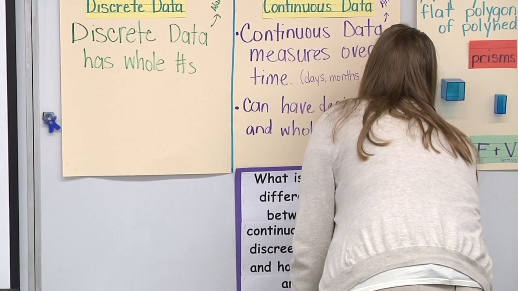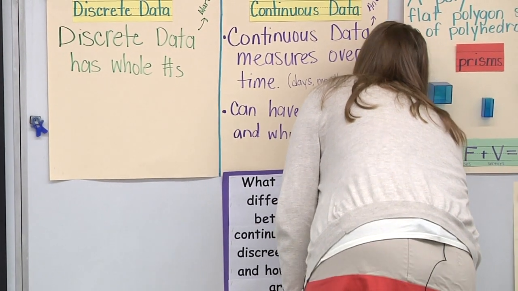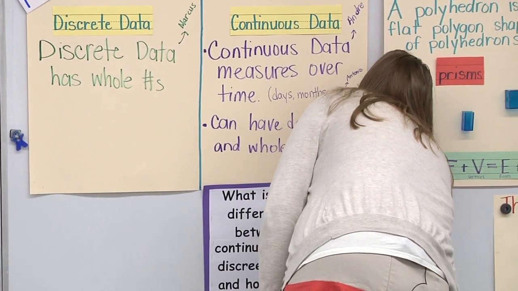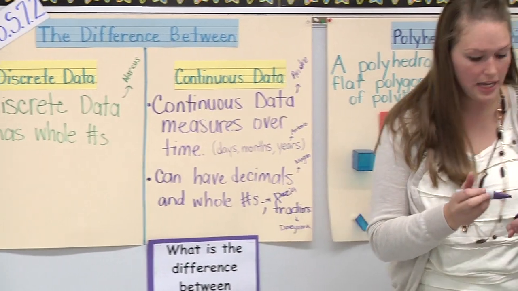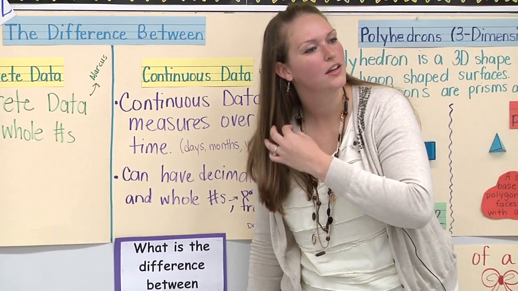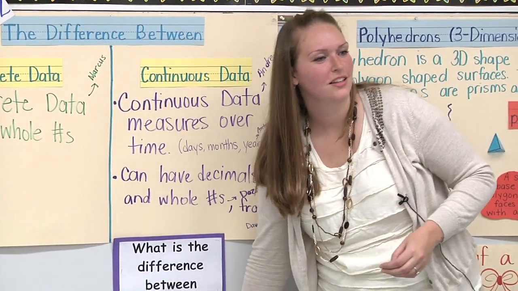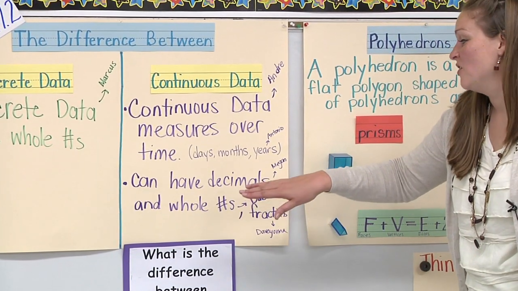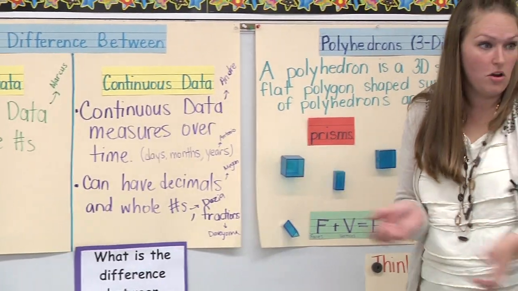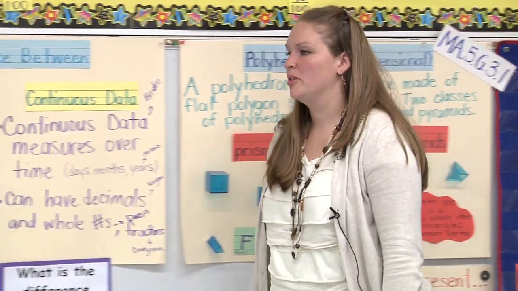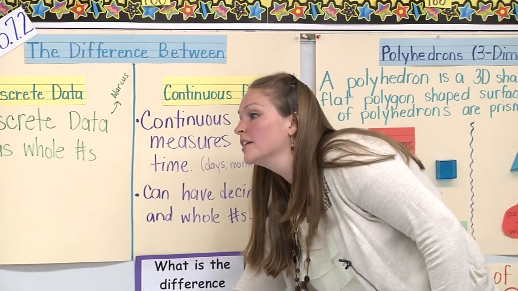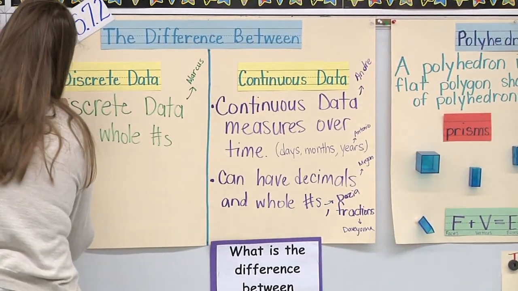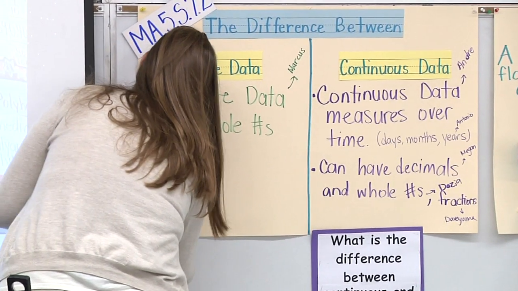Fractions. And that's Daviana. Okay. Who else haven't I heard from today? Elijah, what do you think? The continuous data has all values. Okay, all values. So it can have fractions, decimals, all sorts of things. Perfect. Our poor discrete data is feeling lonely. What do you think? Discrete data is like when you compare things. Good job. When you're comparing things.